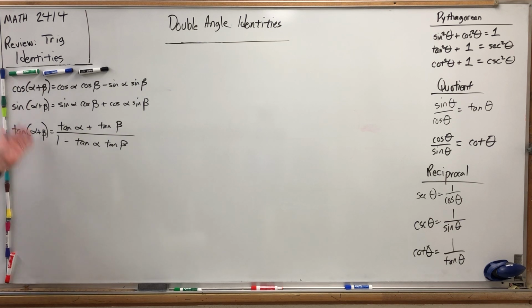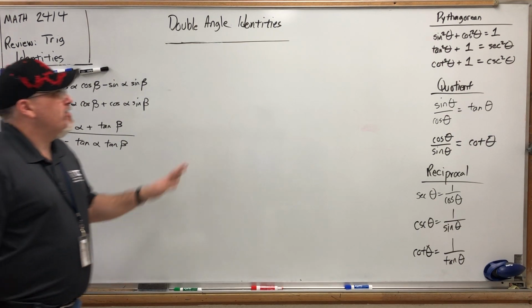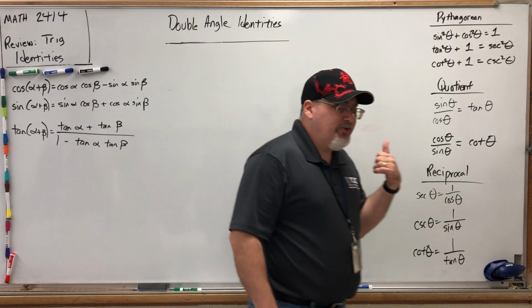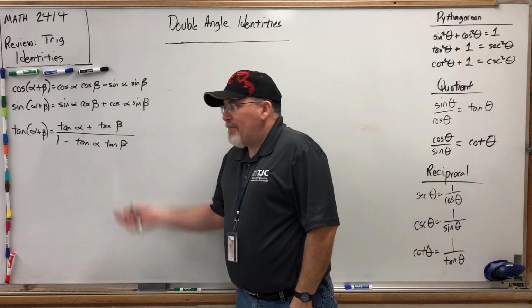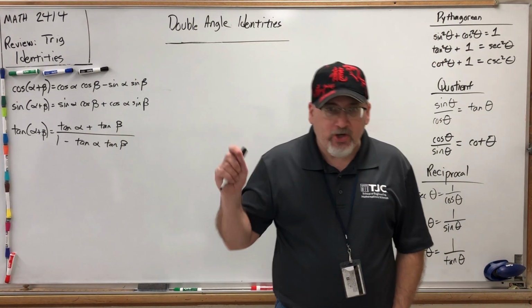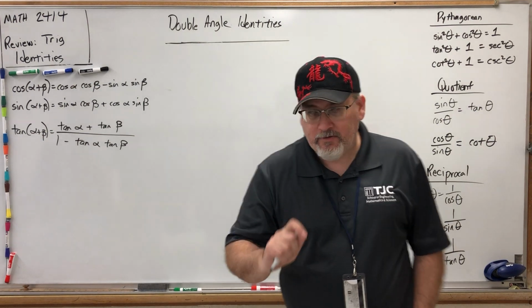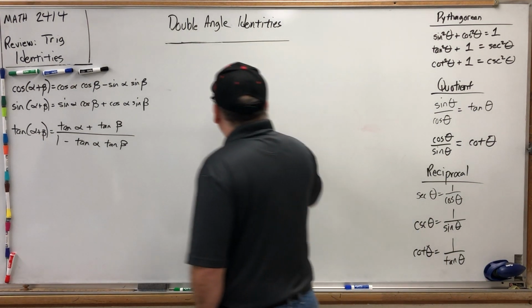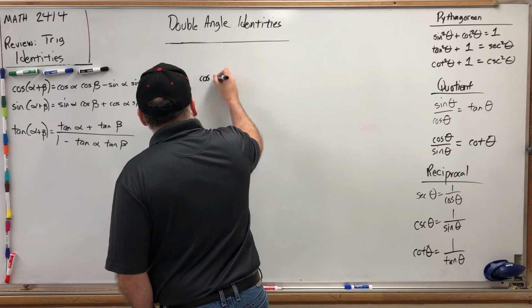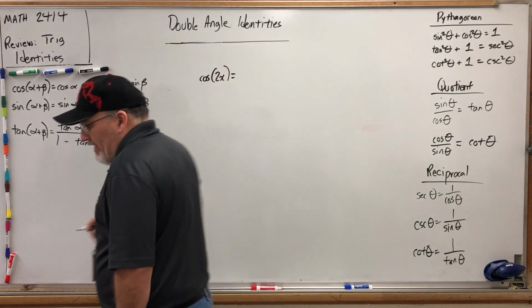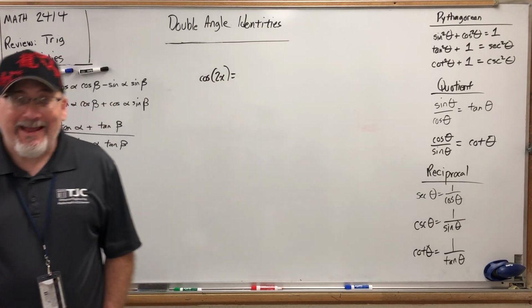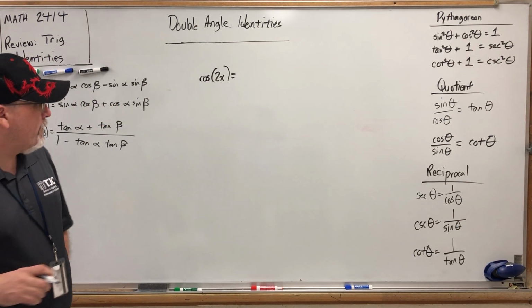You'll notice I've only written the sum formulas, cosine alpha plus beta, sine alpha plus beta, tangent alpha plus beta, because I'm going to use those as a springboard to get what are called double angle identities. Now, these three, a lot of people don't remember, but the next ones, you should. Let's start with cosine of 2x. By the way, a double angle is exactly what it sounds like, an angle that looks doubled because it has a 2 in front of it.